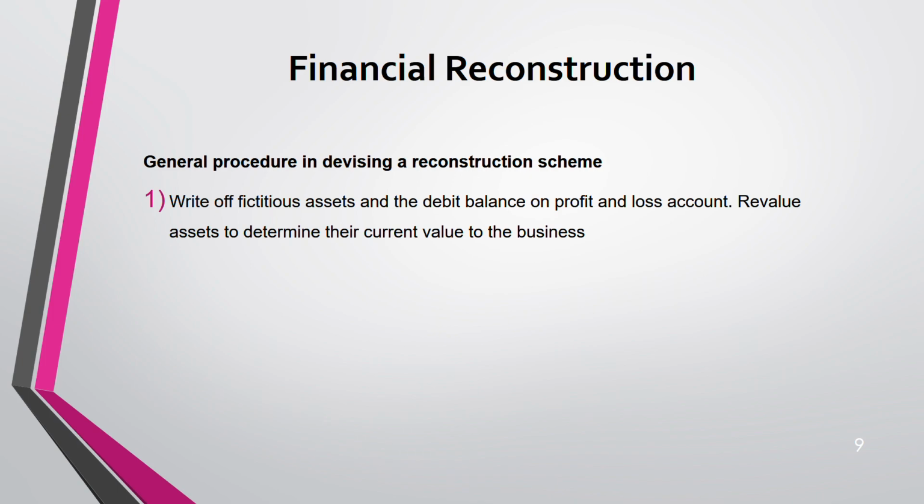First, if there is any fictitious asset, write it off. Write off fictitious assets and the debit balance on profit and loss account. Then revalue the asset so that you get the current value.